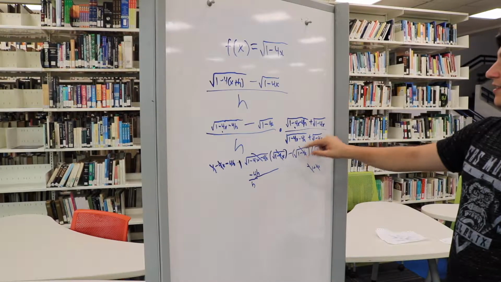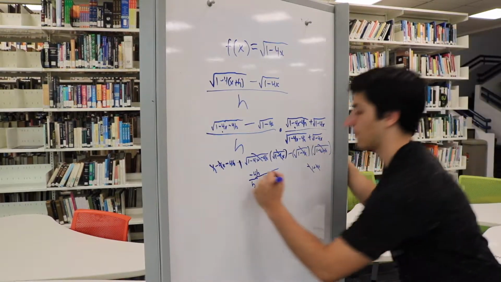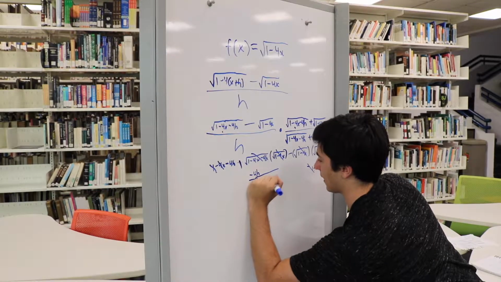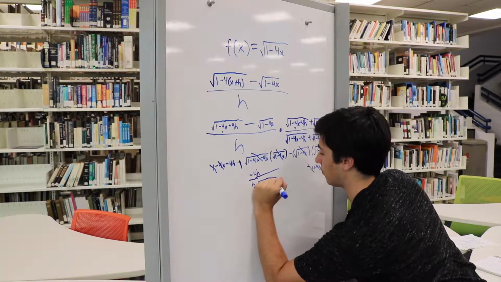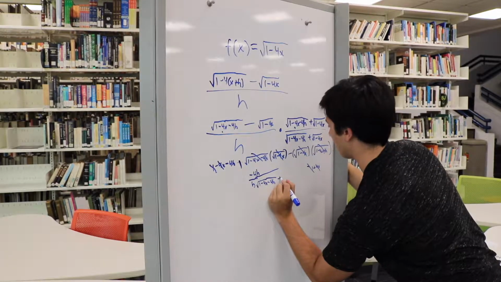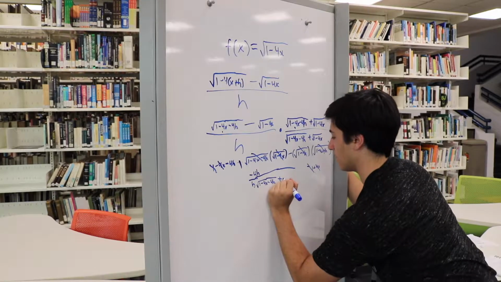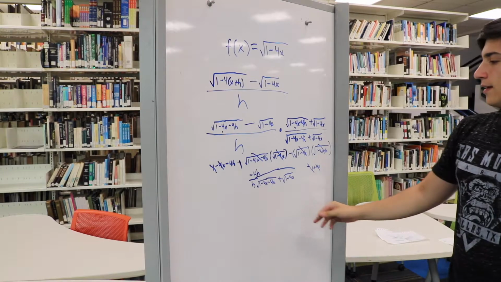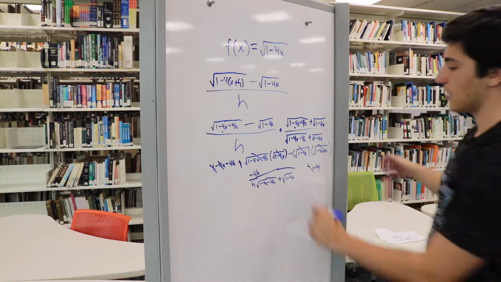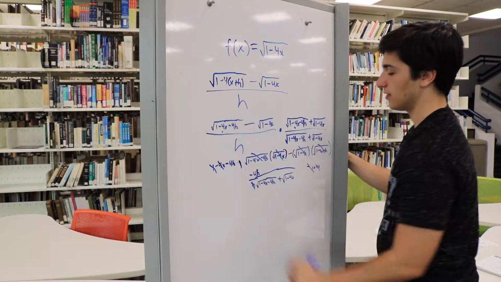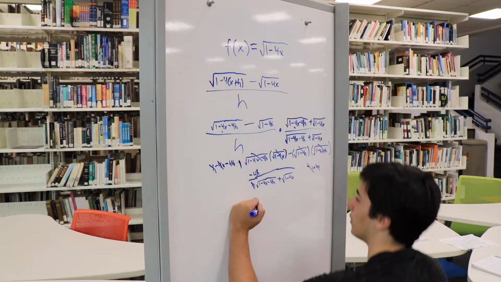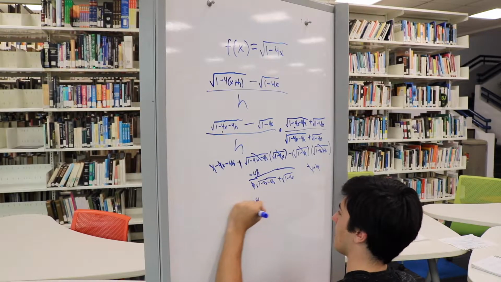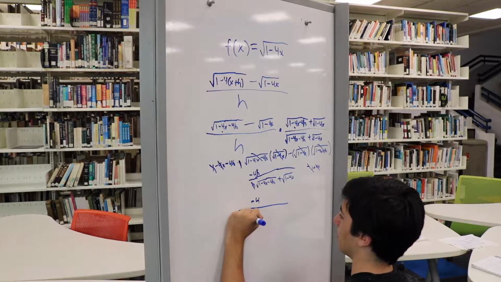And we haven't cancelled these terms, so we still have them: the square root of 1 minus 4x minus 4h plus the square root of 1 minus 4x. Now that we see this, we can still cancel the h. So first of all, we cancel the h's. So we're left over with negative 4 on the top, and we don't have any more h's on the bottom.